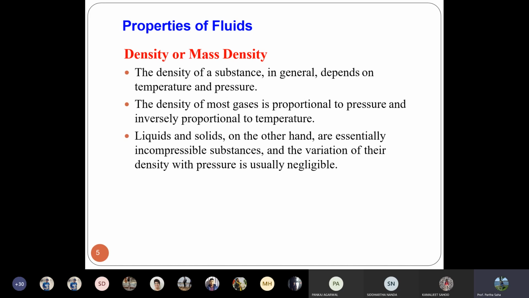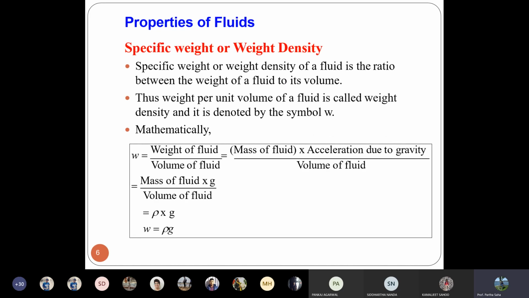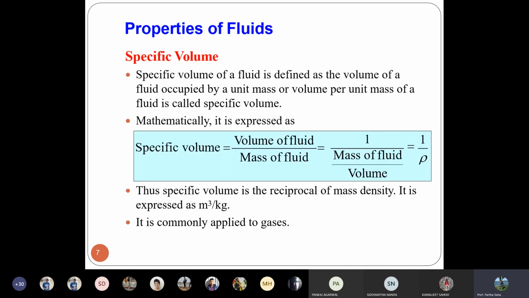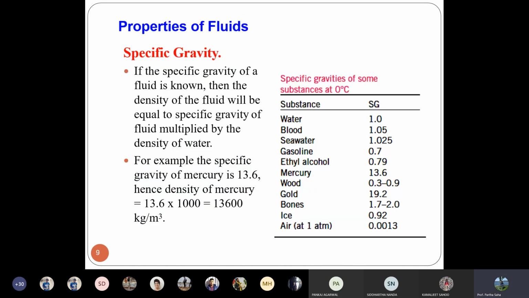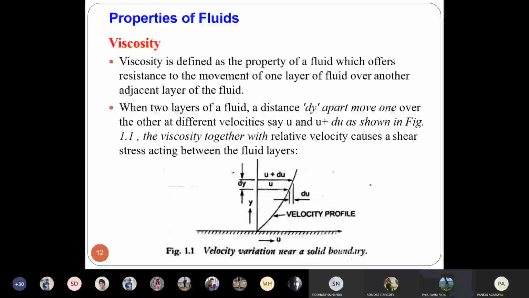We already talked about densities, how to calculate mass density, what specific weight is and how to calculate it, then specific volume and specific gravity. So this was up to slide number 9, which I presented yesterday. I just want to put this slide so that you can quickly refresh your memory, and then we start from the next slide onwards again.